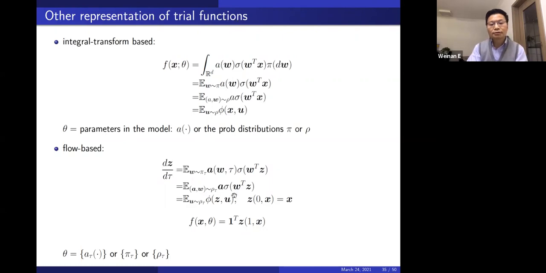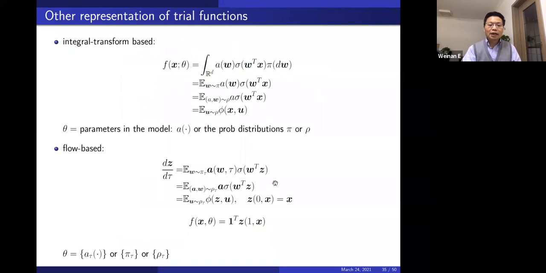Another way to represent functions is to consider dynamical systems of some form, and then the flow map of the dynamical system, or the time one map after some contraction, gives us the trial function. So in this formulation, we need to decide how to represent the right-hand side. Well, we can take these representations and use that to represent the right-hand side. So now the difference is that the parameters become these one-dimensional families of functions or one-dimensional families of probability distributions. But at the end of the day, this is another form to represent these trial functions.